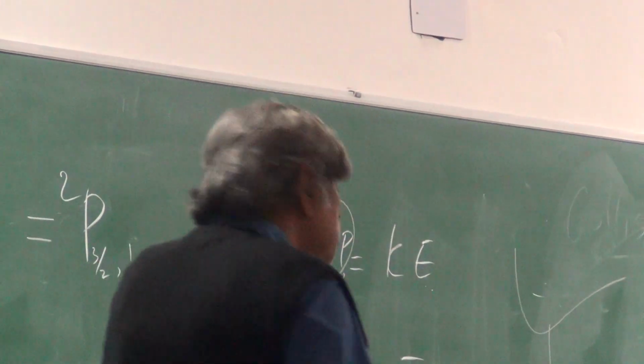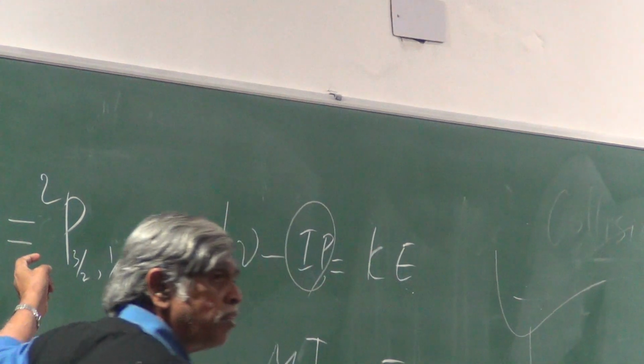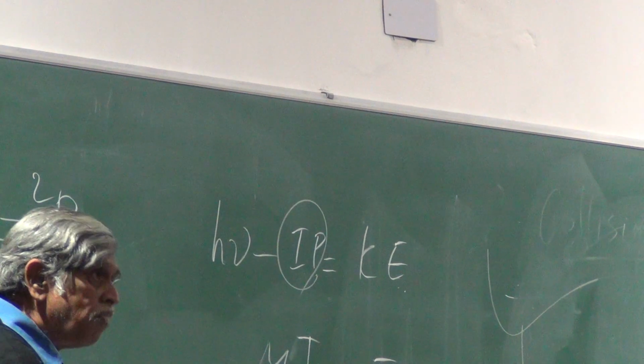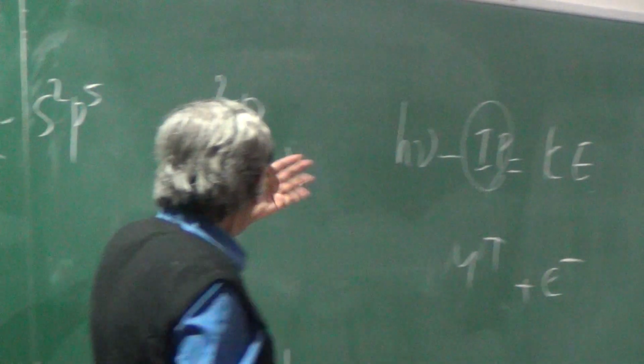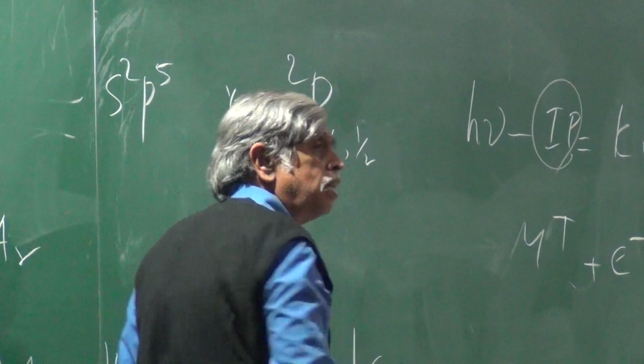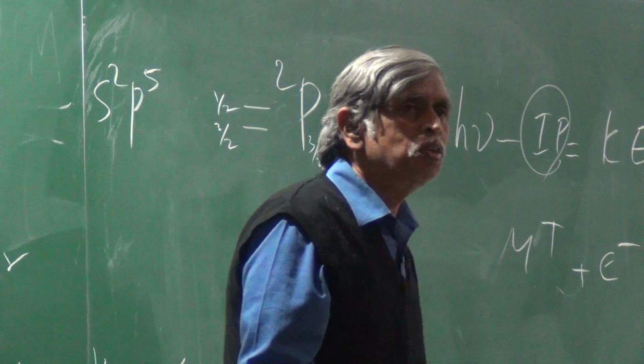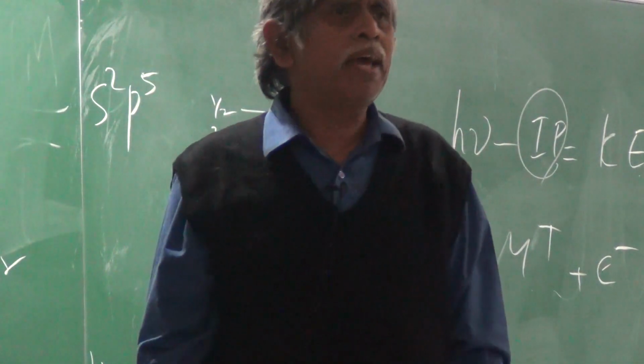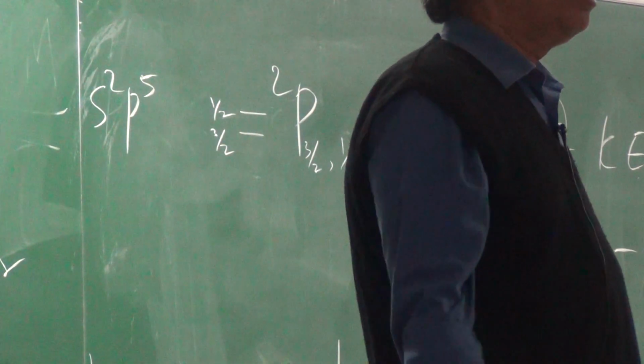Which is more stable in this case? 3/2 or 1/2? 3/2, because it's more than half full. 3/2 is more stable, and that is less stable. So which means, who should be the one who will ionize more easily?